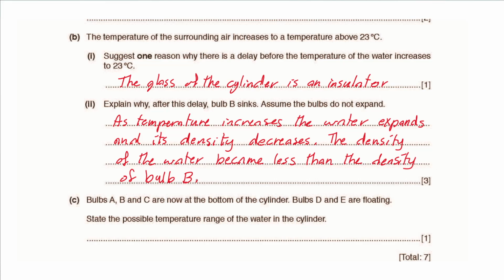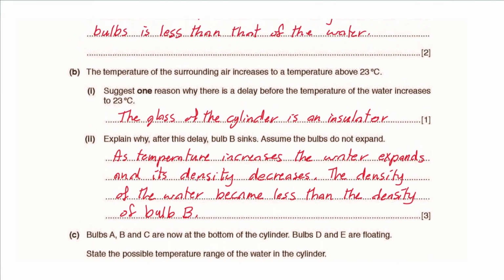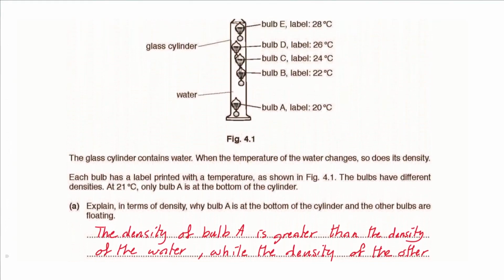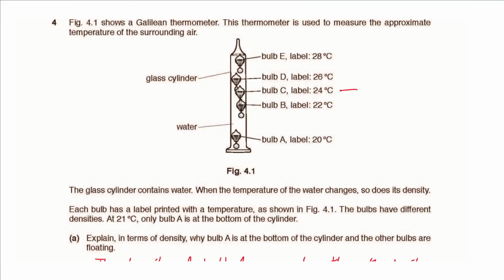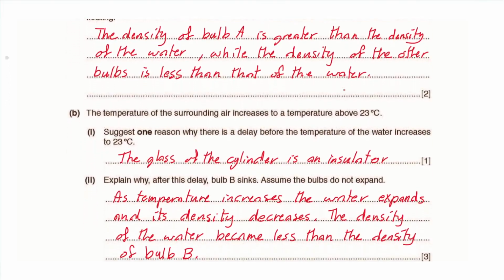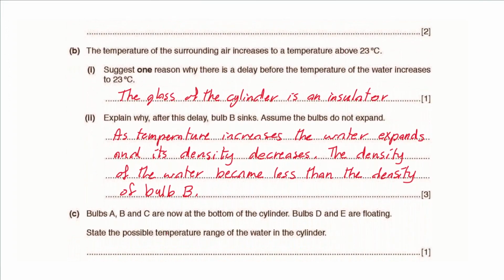Bulbs D and E are floating. State the possible temperature range of the water in the cylinder. Now A, B, and C have a maximum temperature of 24. D and E have a minimum temperature of 26. So the temperature must be between 24 and 26. That is the answer here. We write between 24 and 26 degrees Celsius.